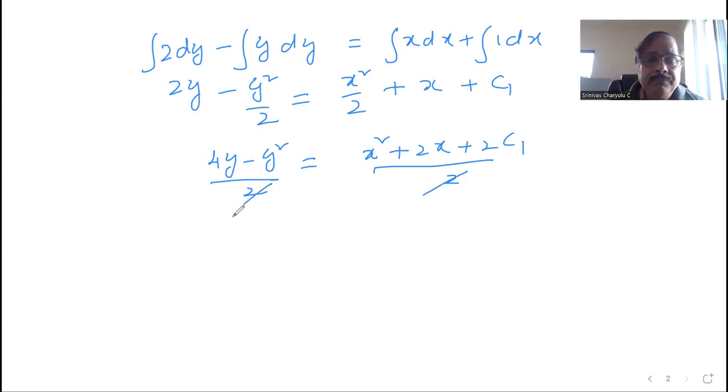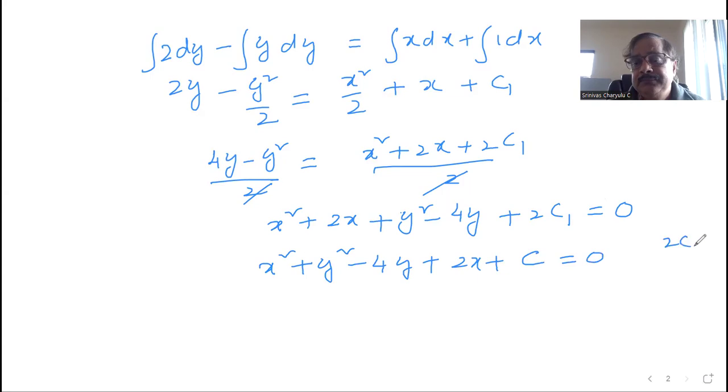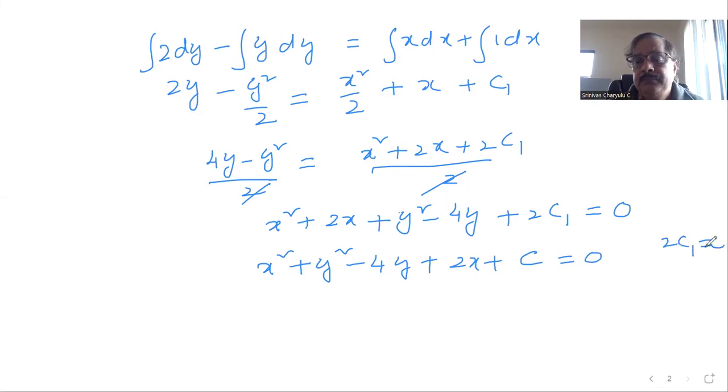2 and 2 go away. So you can rearrange all the terms. x square plus 2x plus y square, I'm bringing these other terms to this side, is equal to 0. So write down in order: x square plus y square minus 4y plus 2x. You call 2c1 as c. So this is how we can solve the differential equation.